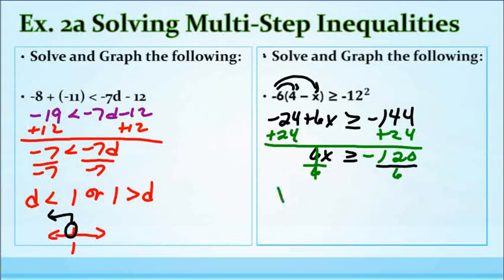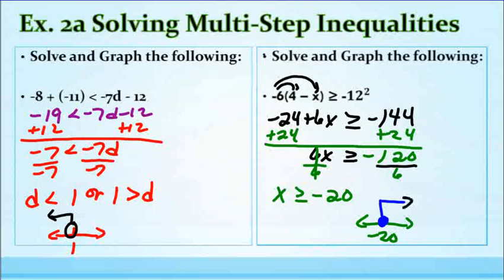And now I'm left with x is greater than or equal to negative 20. Now on my number line, I have negative 20 here. I have a filled in circle because it can equal negative 20. Greater than means going to the right.